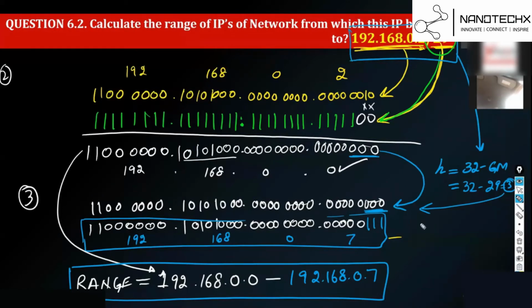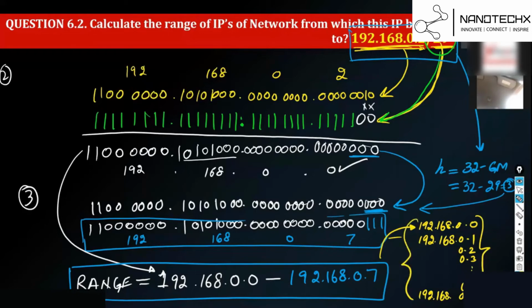The first IP address will be what? If we find it from this range, the first IP address will be 192.168.0.0, which is the network number, which is unusable. Then 192.168.0.1, 0.2, 0.3, up to 0.6, 0.7, 192.168.0.7, right? This is 0.7. These are the 8 IP addresses, and the given IP was one of them.